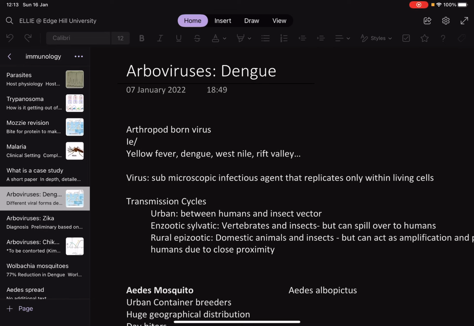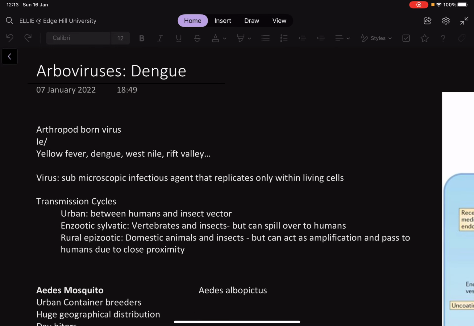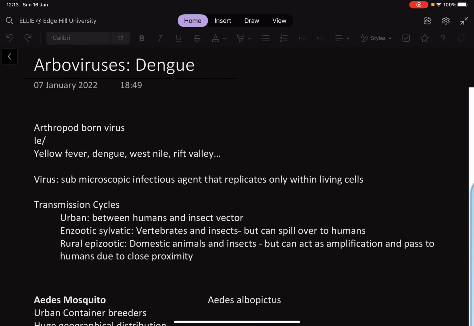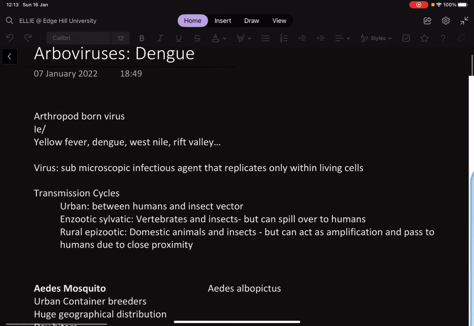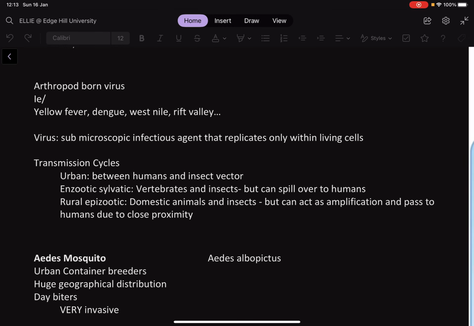I know many of you probably, well, I would hope all of you really know what a virus is, but it's a submicroscopic infectious agent that replicates only within a cell. And there's a debate as to whether it's living or non-living. So with mosquitoes, there are three main transmission cycles of an arbovirus. The first one being urban, that's between the actual mosquito and the human.